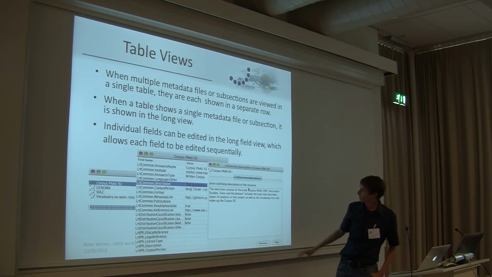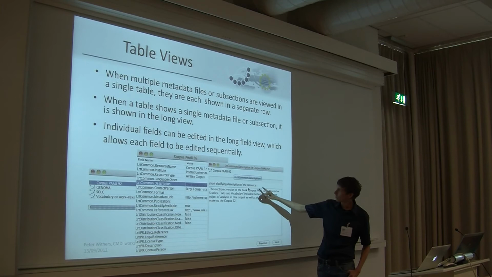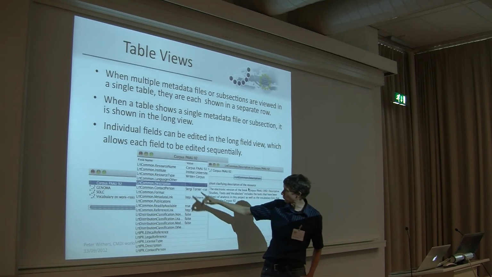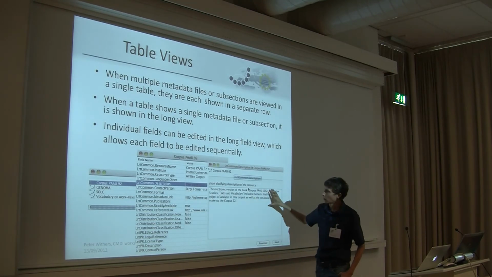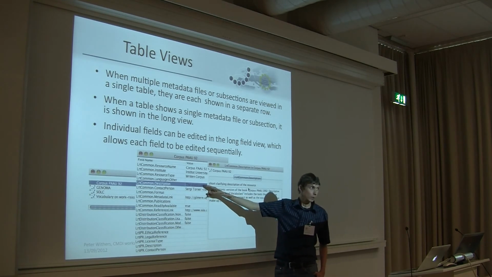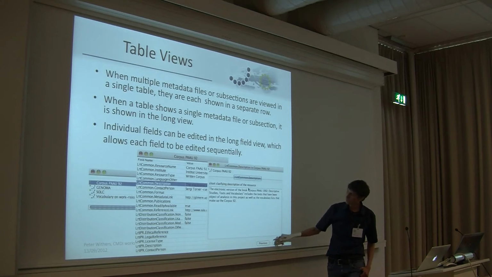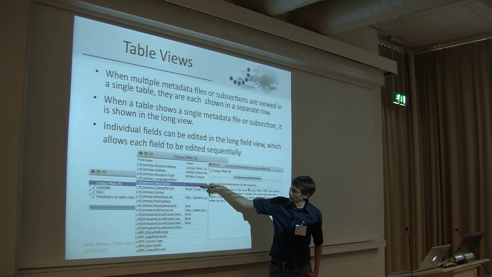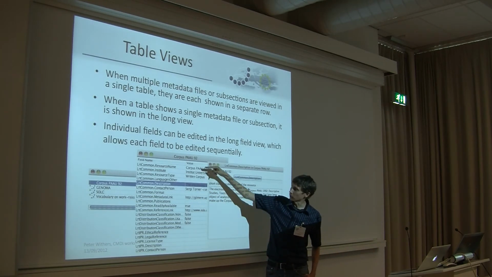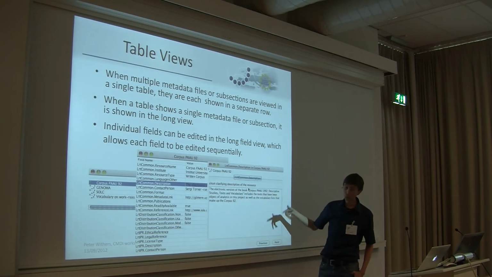The other way of editing is in the long field editor, because some of these things, for instance the description here, are far too long to show in a table cell. So you're looking at it in a large view, and then you have the next and previous buttons, which allow you to jump between the different fields. So you can start at the top of the file and work your way through every single field, one by one.